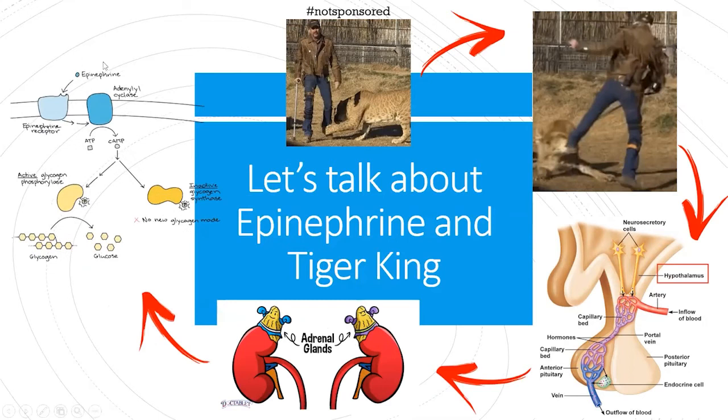And that can lead to pathways like this, where you start breaking down glycogen into glucose to help stimulate increased heart rate, increased muscle strength, and also will end up increasing your blood pressure. So this is how you can see everything working together in unison.